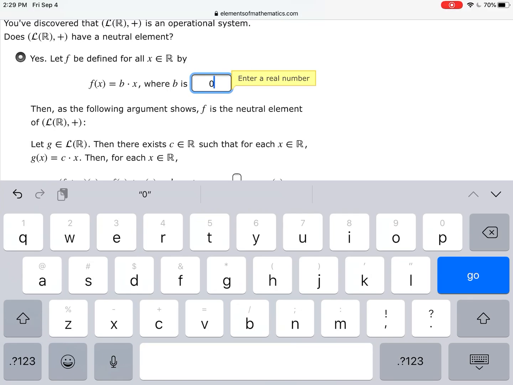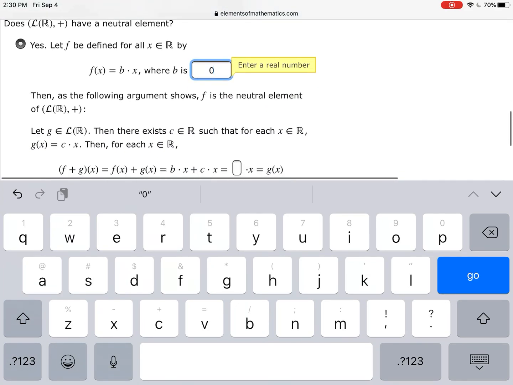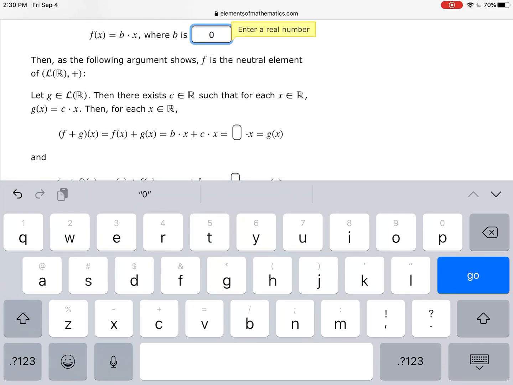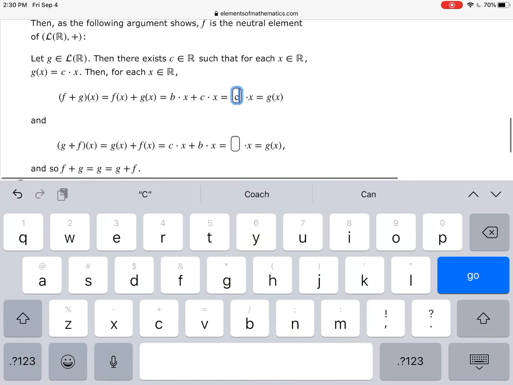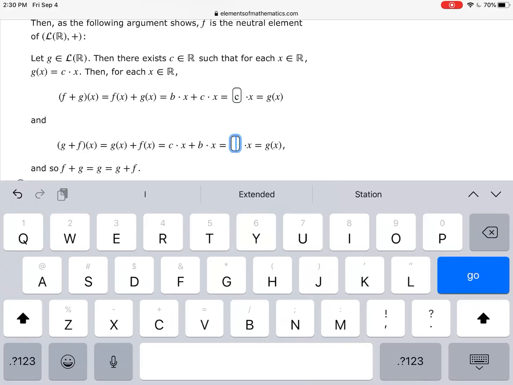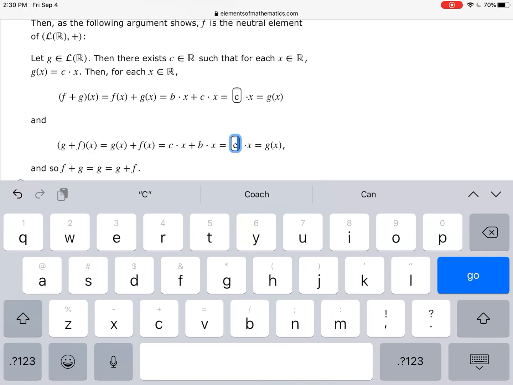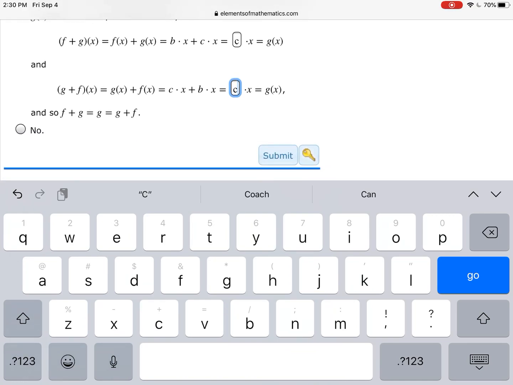right? So when I say if b is 0, then f, given for all of the x elements of the set of reals, this is going to allow us to complete this exercise here, because when I go down here to b times x plus c times x, this is simply going to be c, because remember we just set up here where b is 0, and so g plus f of x equals g of x plus f of x, c times x plus b of x will still equal just plain old c of x. So c in both of those blanks, folks.